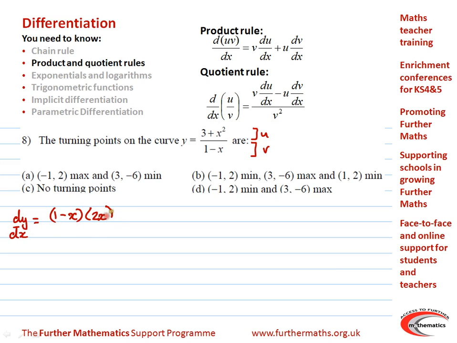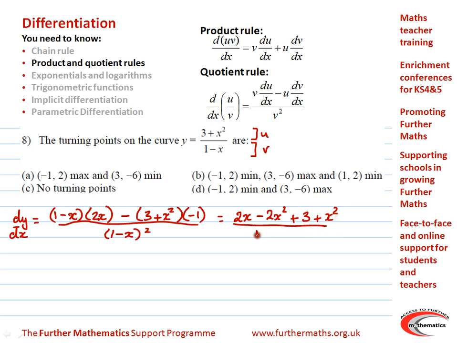So dy/dx, my gradient function for the curve, is going to be v du/dx minus u dv/dx all over v^2. I'm going to tidy this up quite a bit because I'm going to need it again later on, and you'll see the reason for that shortly, but I'm just going to put this as neatly as I can. So expanding the brackets in the numerator, 2x-2x^2 plus, and just be careful with those double negatives here, 3+x^2. Bottom line remains (1-x)^2.